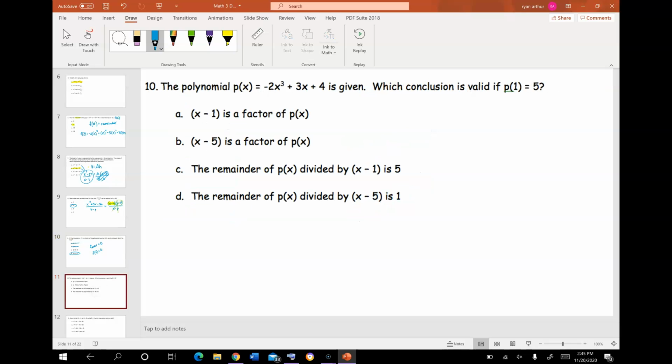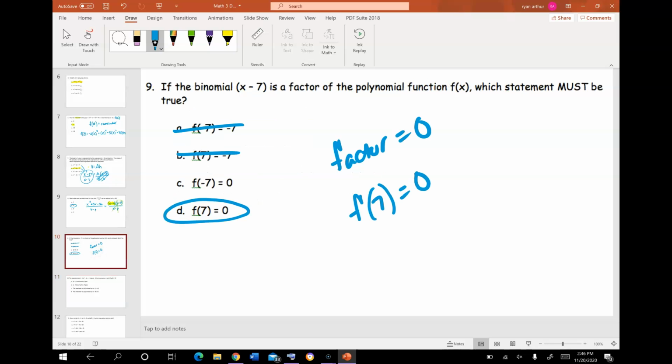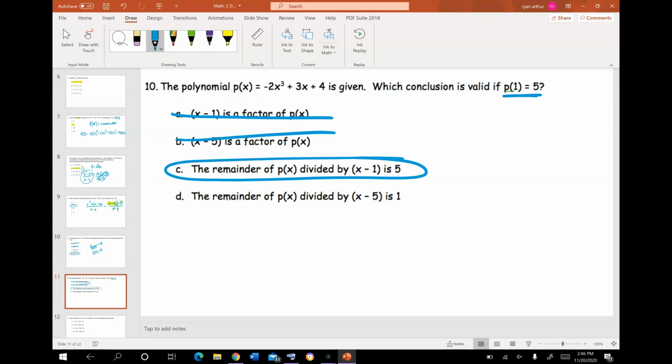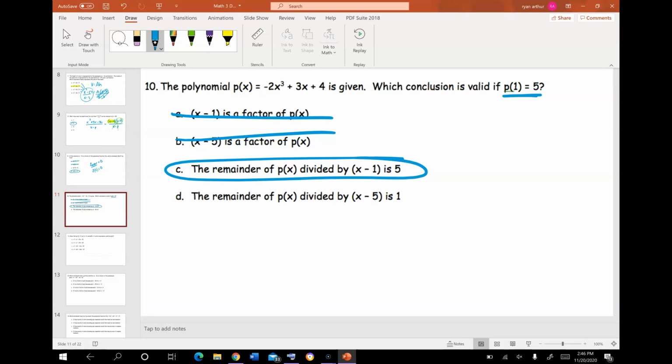All right, next one. It says a polynomial is given. What conclusion is valid if p of 1 equals 5? Well, we just said if it equals 0, it's a factor. So if it doesn't equal 0, then guess what? It's not a factor. So if p of 1 equals 5, it's not a factor. It's a remainder. So that means that 5 is the remainder of that polynomial. Okay? 0 is a factor. Any other number is a remainder.